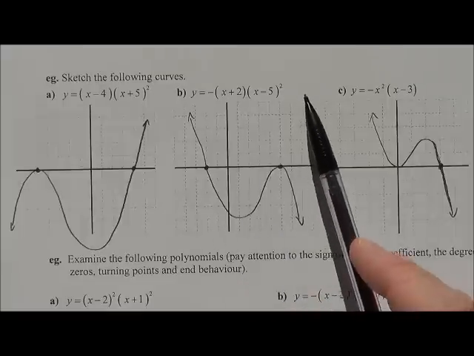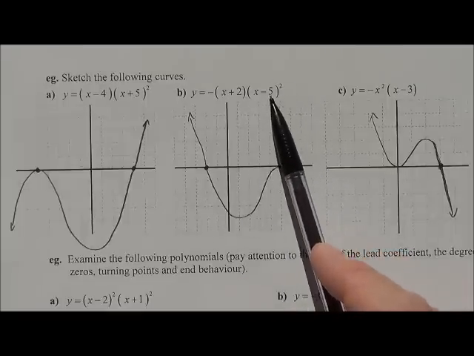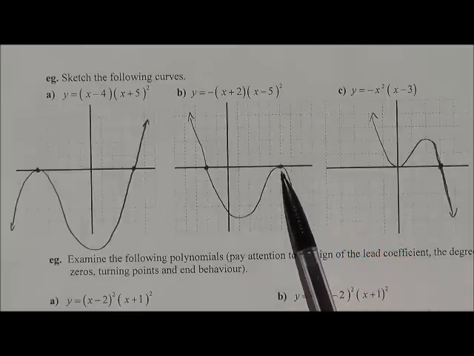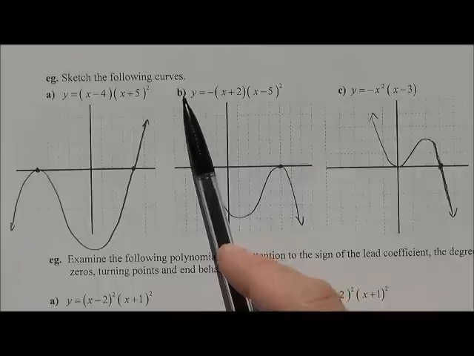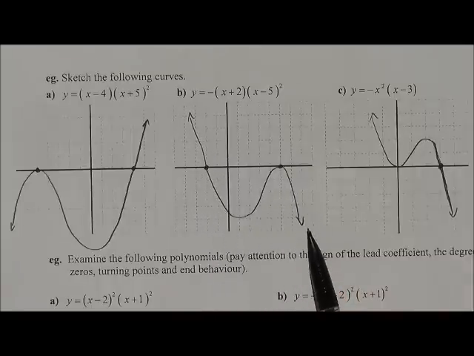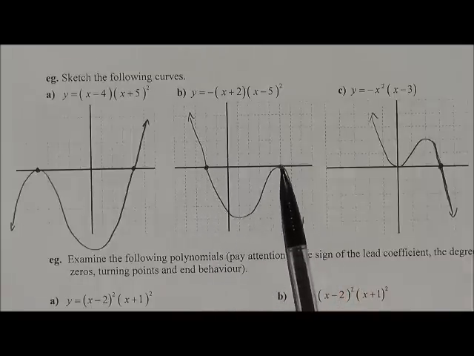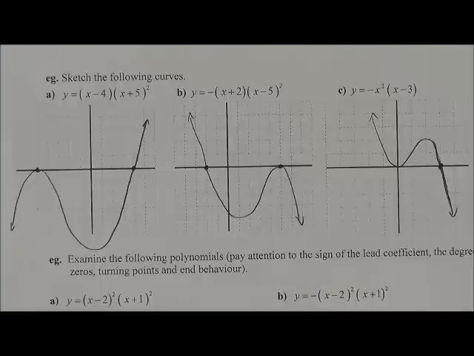For this next one, the quadratic root is at x equals +5. The linear root is at x equals -2. Negative lead coefficient, so the graph is generally decreasing from left to right. 2 turning points, in this case 2 zeros.